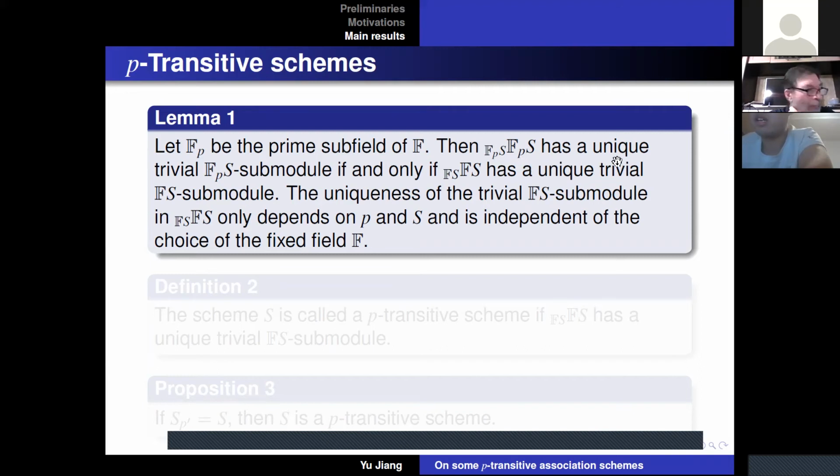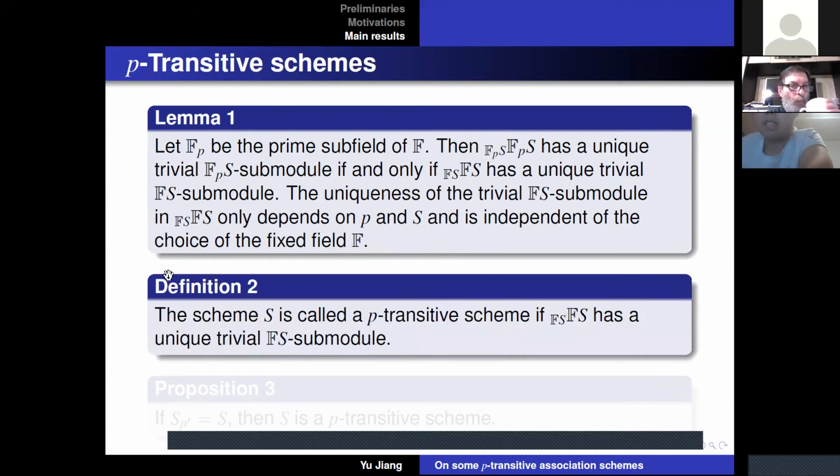This module has a unique trivial F_pS-submodule if and only if the regular FS-module has a unique trivial FS-submodule. By this, we know that the uniqueness of the trivial FS-submodule in the regular FS-module only depends on p and S and is independent of the choice of the field F, because we have this statement. So we use this statement to get this conclusion.